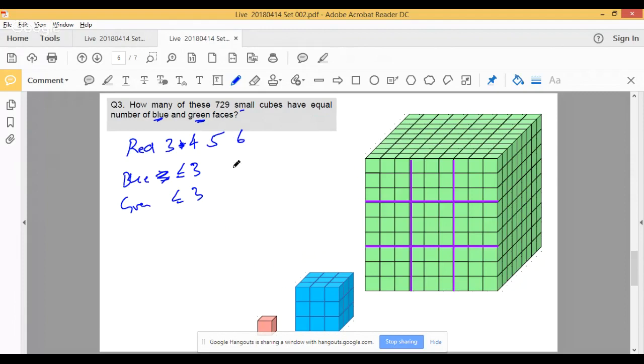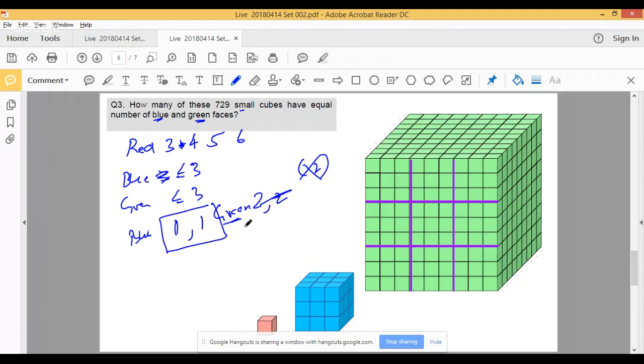Now, the only way to get them equal will be both of them should be 1. 2 is not possible because then you will be left with only 2 red face. That is not possible because each cube will have at least 3 red faces, right? 3 is also similarly not possible. So you need to look at one blue face and one green face.